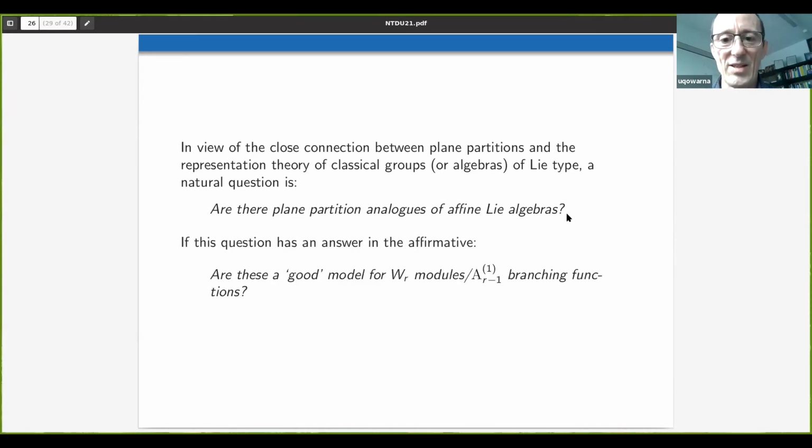And if this has an affirmative answer, then the follow-up question is, will this actually help me understand these modules coming from these W algebras or these type A branching functions? Because it's one thing to find a connection with affine Lie algebra representation theory. It's another question if it's actually precisely the objects that I talked about at the very start of the lecture. And of course, both of these questions will have an affirmative answer. Otherwise, I wouldn't be telling you this, I guess.